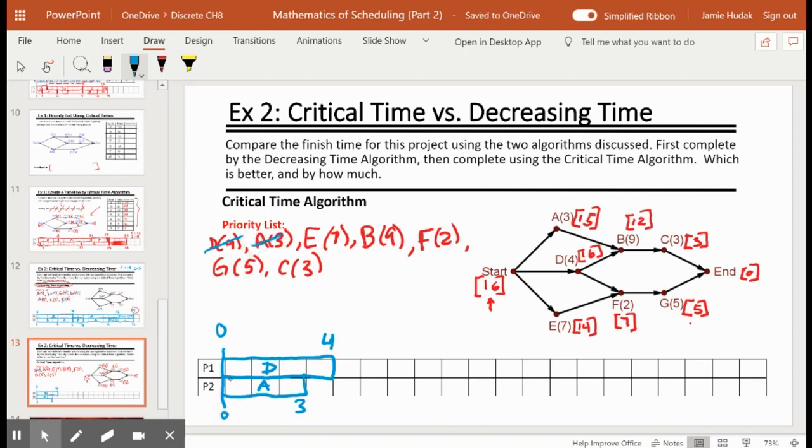Next task in the list is E. That is also connected to start. So I can do that. As soon as A finishes, I can schedule E. It is 7 units of time. Seven units plus 3 brings us to 10. Cross that off the list. Next is B. B is waiting for A and D to finish. Well, A and D are both finished at this time, so I can schedule B. B is 9 units of time. 9 plus 4 is 13.